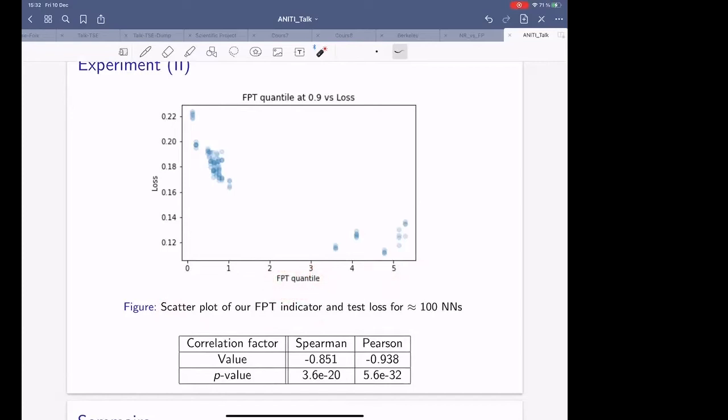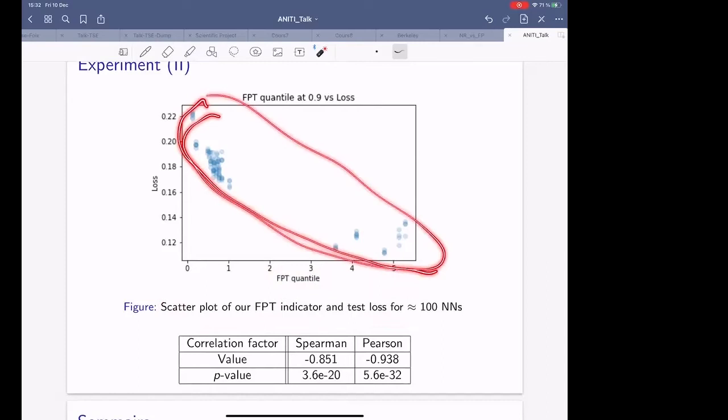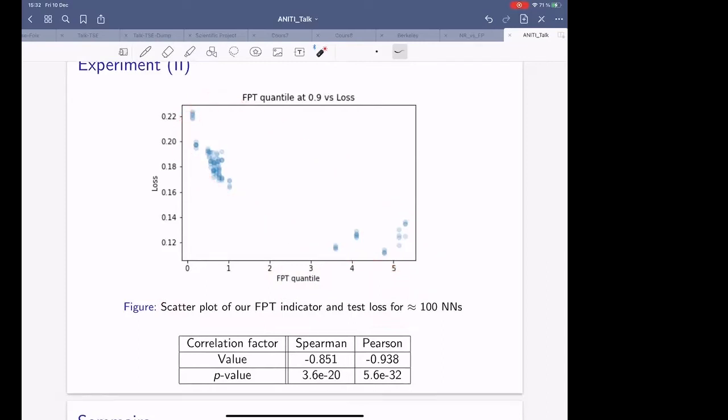So I have this indicator and the test loss for something like 100 points, maybe 200, I don't quite remember. It's approximately 100 neural networks that we trained for different architectures, sampled a little randomly, just standard MLPs with I think 5 or 6 layers on MNIST, something very simple. And you see this nice correlation here. It tells you this indicator says something, at least statistically. If you compute a correlation factor, like the Spearman or Pearson correlation, it tells you that with this indicator, you're at 95.